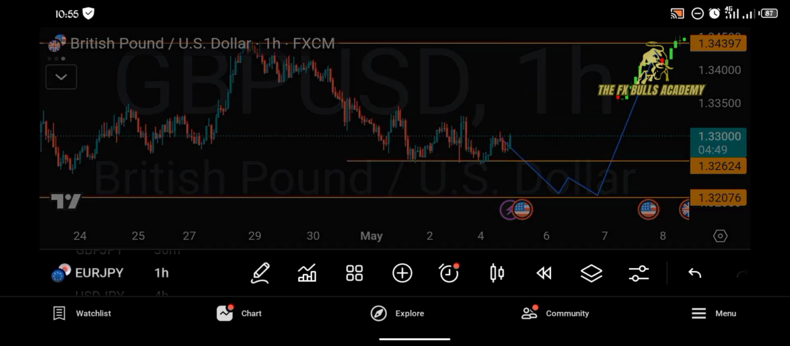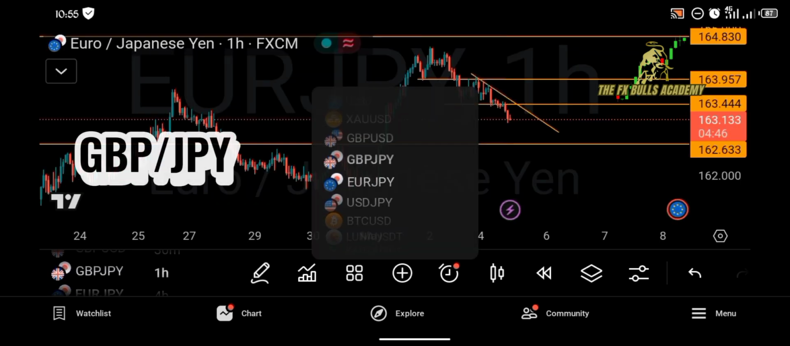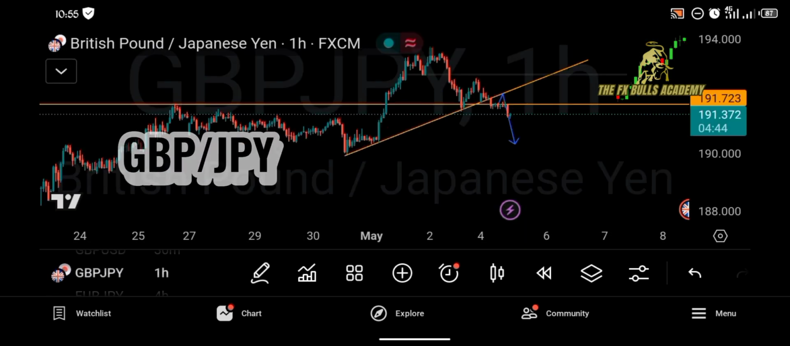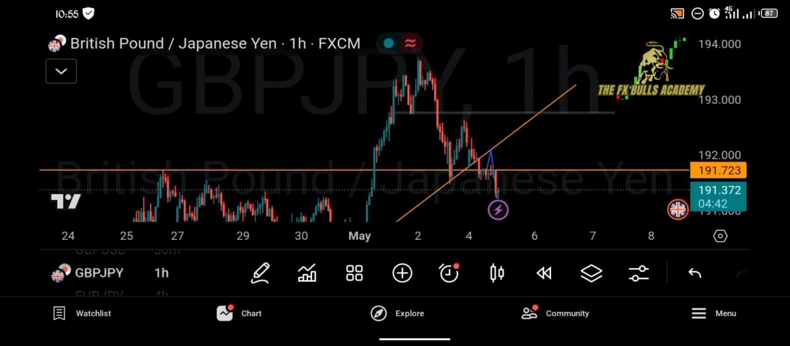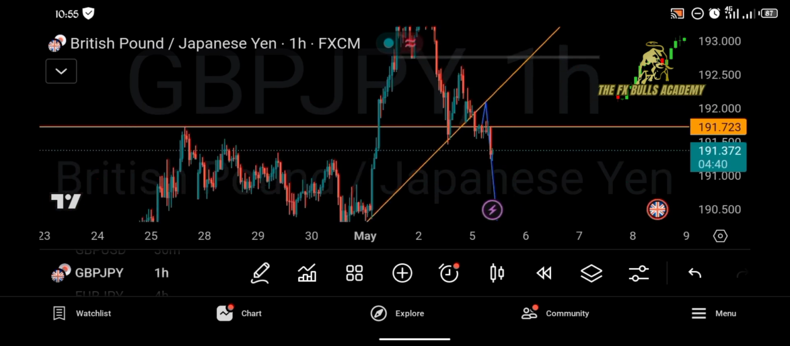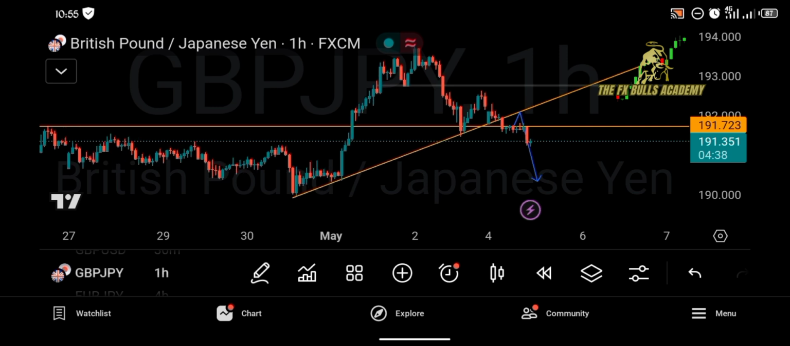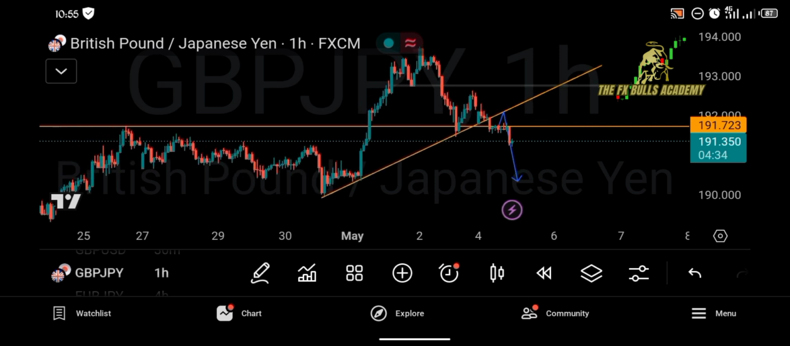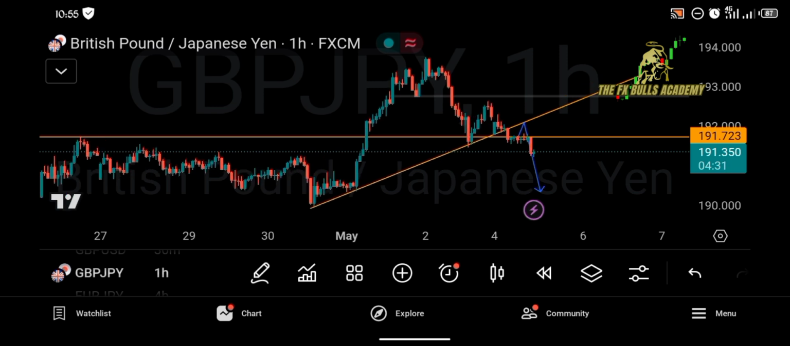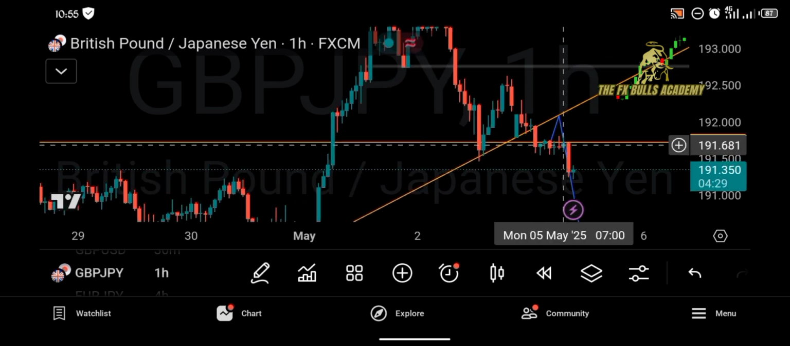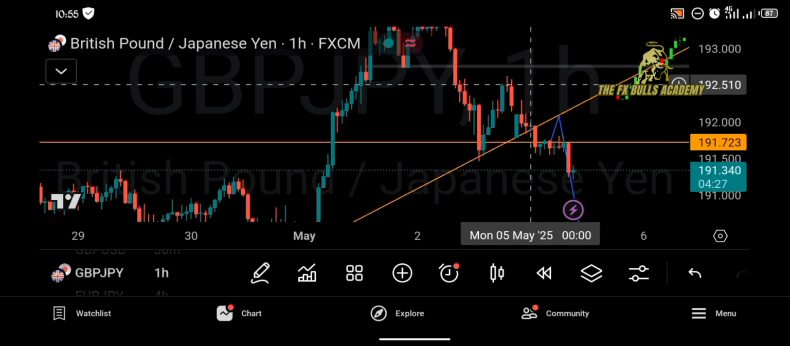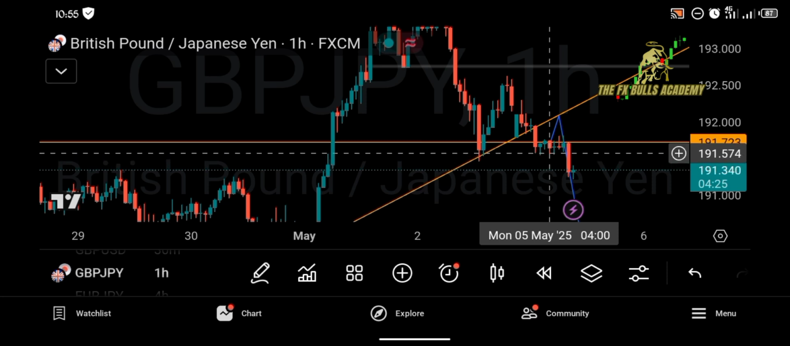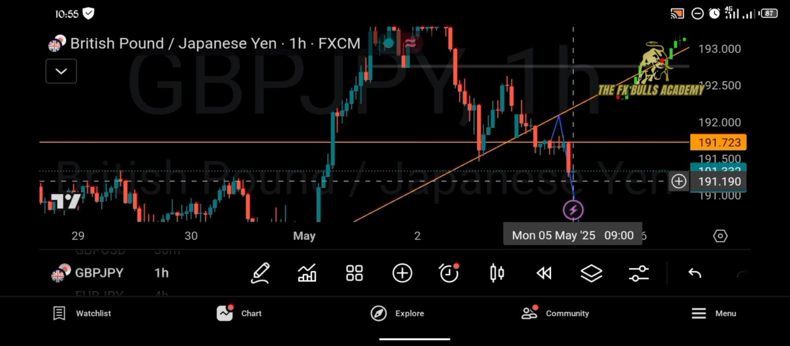So now let's go to GBP JPY. As you can see on GBP JPY, this was a trend line setup too, so I will not be analyzing it, guys. You can see it. As you can see, with the trend line setup, price immediately broke below this trend line. You can see that price has now been pushing back down.